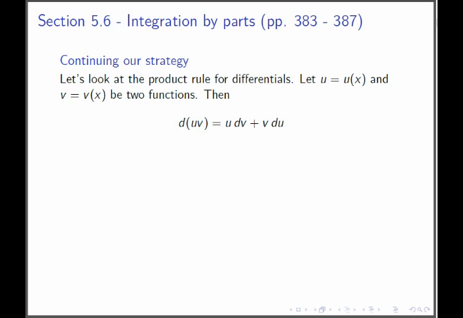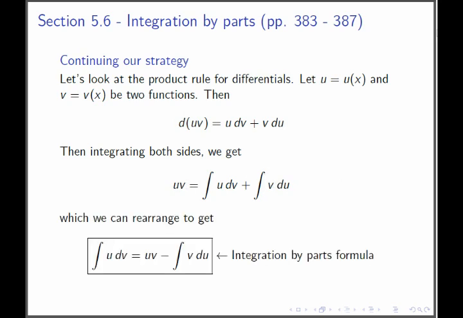Okay, well then what happens when you integrate both sides? Since integration undoes differentiation, the integral of the left side is just going to be uv, while the right side is just the integral of u dv plus the integral of v du. There should probably be a plus c, but both of these indefinite integrals would involve a plus c as well, so we're just not going to worry about that plus c. Next, we're going to rearrange terms to get the integral of u dv equals uv minus the integral of v du. This is called the integration by parts formula, and you should definitely memorize this.